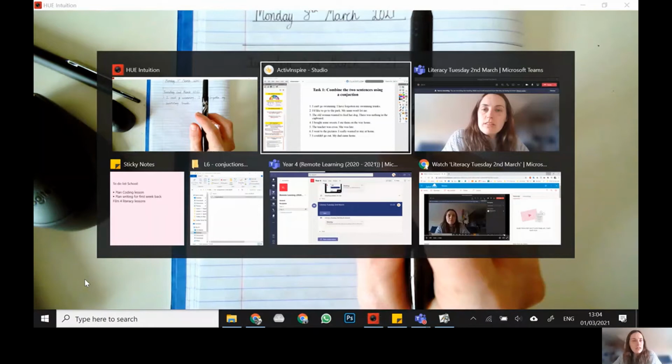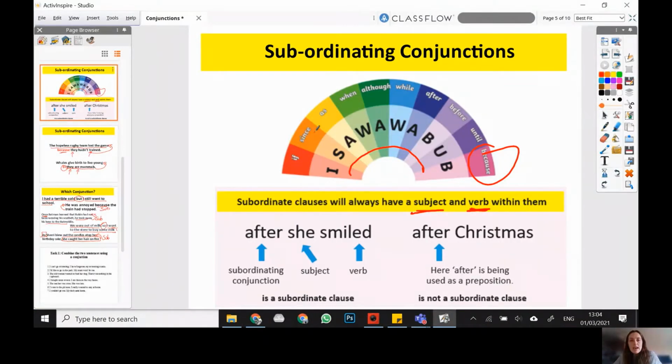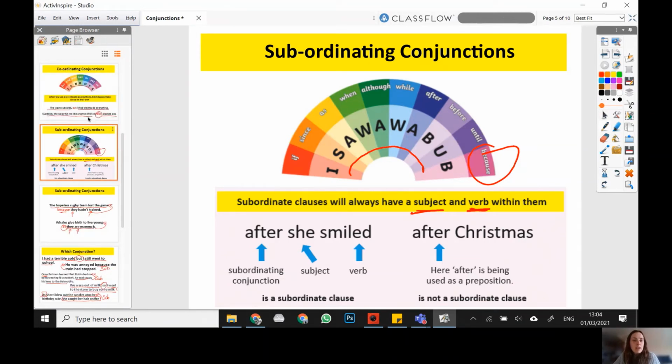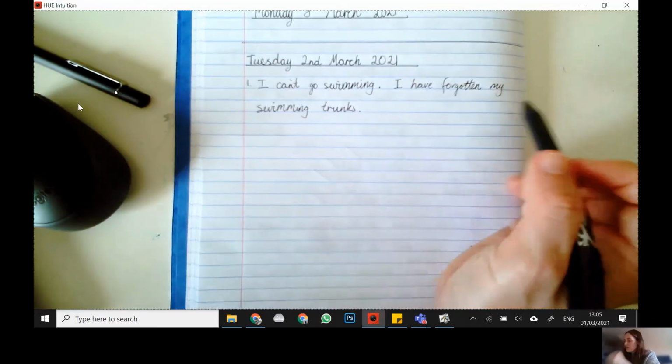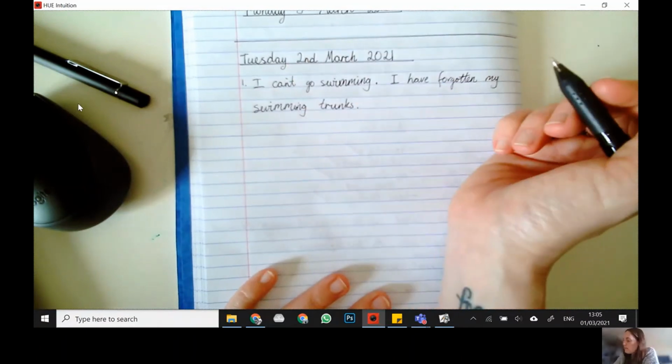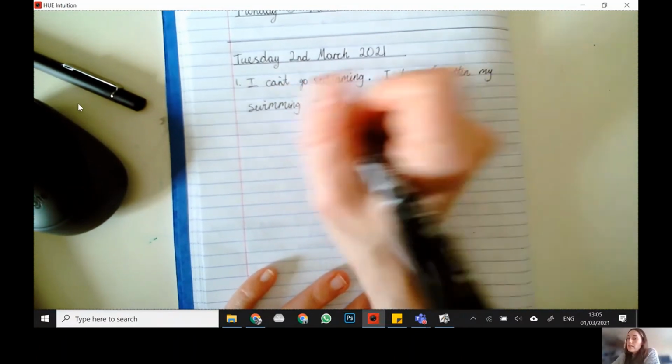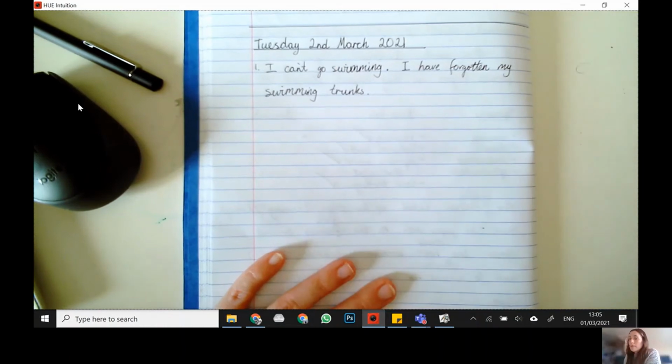Let's go back to the examples. So I could say since I've forgotten my swimming trunks. Now, could I say I cannot go swimming before I have forgotten my swimming trunks? No, not really, because it does not make sense. So I'm going to use any one of those that I like. And I could also change up the structure of my sentence. I could put this sentence first. That would be absolutely fine.